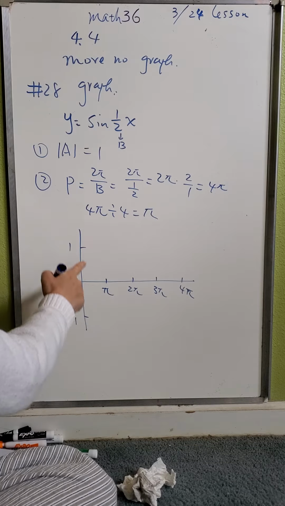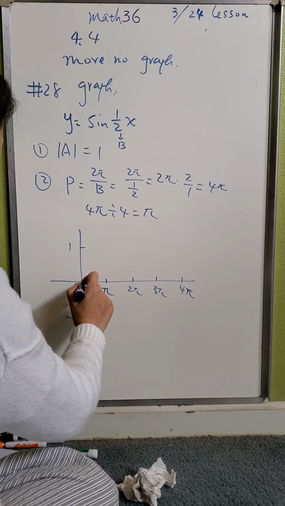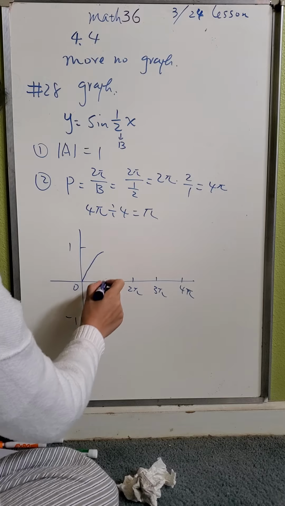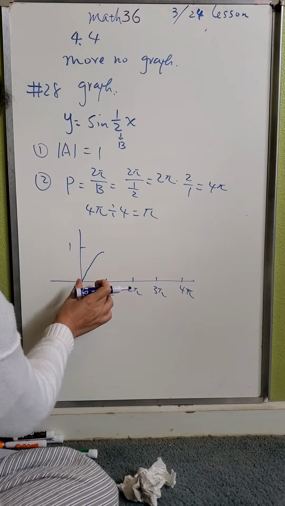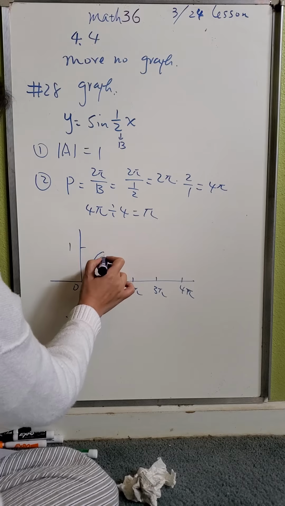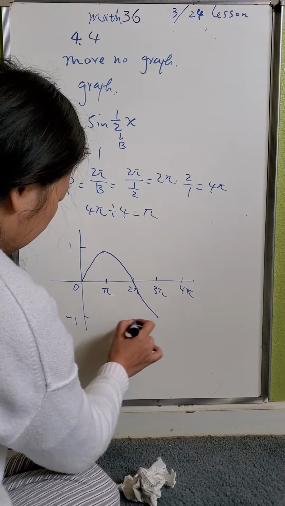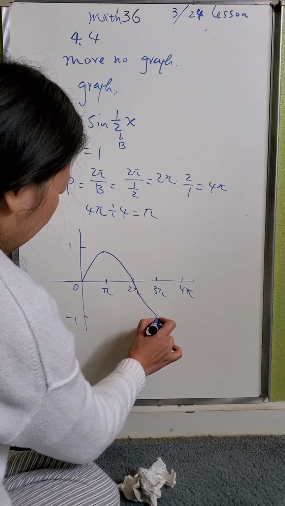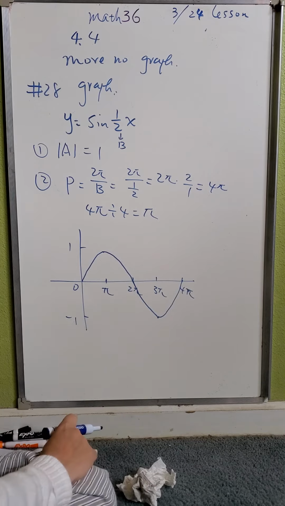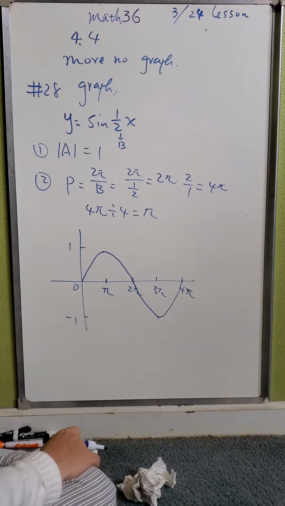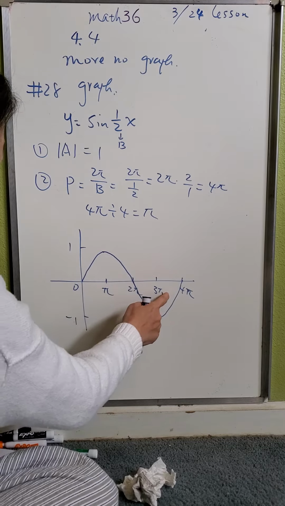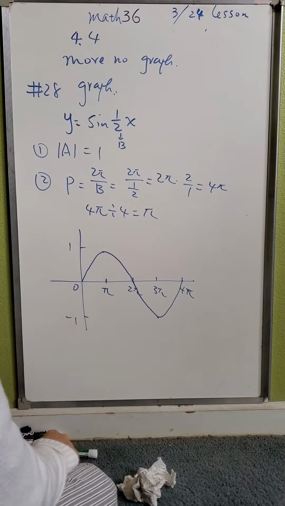This is a sine graph. The sine graph starts from 0. Then every unit goes to 1, the next unit goes back to 0, and then goes to -1, and then goes up. So that's the graph for y equals 1/2 sine x. There are always 4 quadrants, that's why I divide by 4.